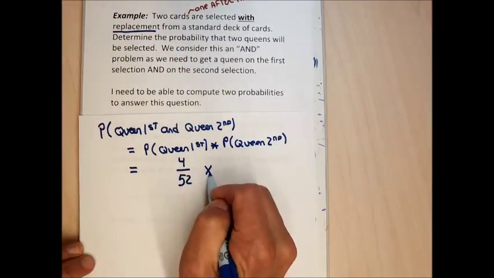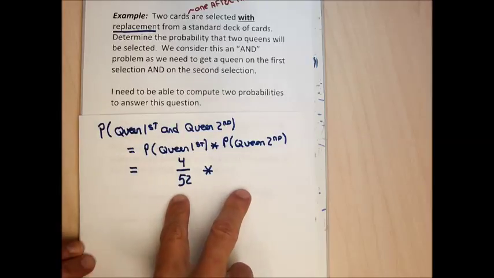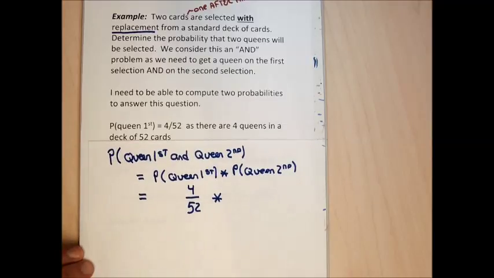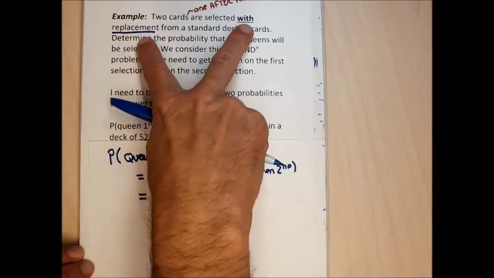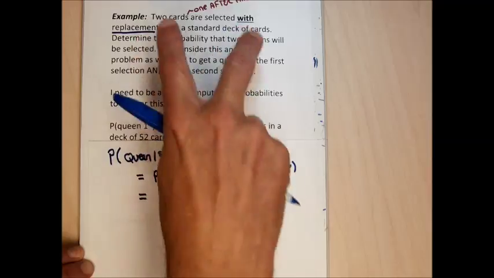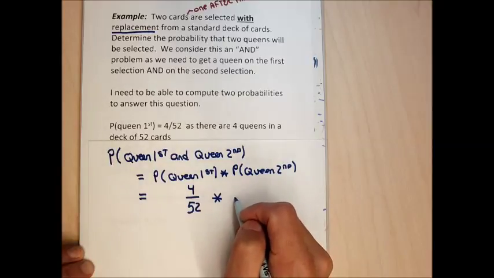Now I'm going to go and do my second probability, and I'm going to multiply the numbers together. So the first probability was the 4 over 52 because there's 4 queens in a deck of cards. Because of the words with replacement, the second probability, the denominator is not going to go down. I'm assuming I picked a queen on the first try, I put that queen back in, and for my second fraction, the denominator is still going to be 52.